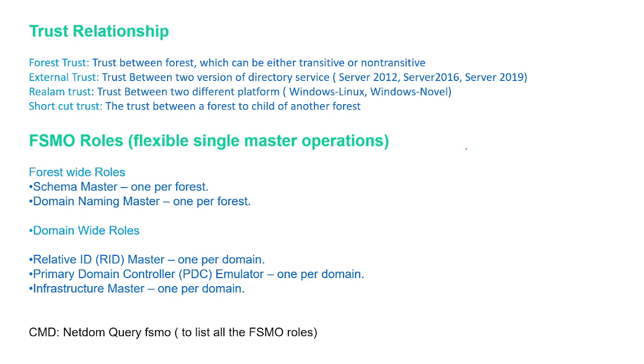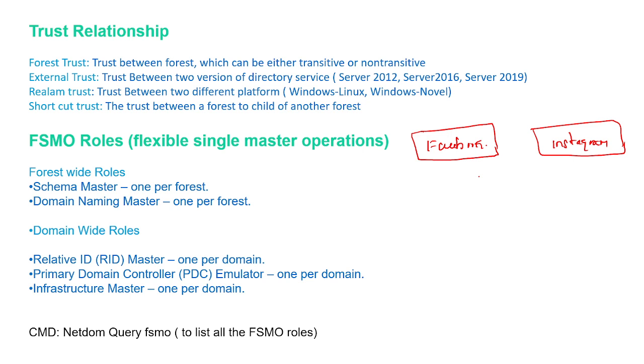Forest trust means the trust between two different forests. Say, for example, you have facebook.com, which is a domain or forest, and another one is Instagram. Facebook has acquired the Instagram forest, or company. So here we have two different forests. Instagram is a separate company, and Facebook is a separate company.